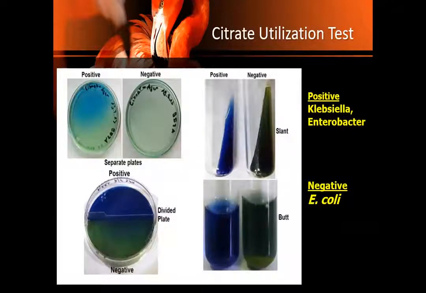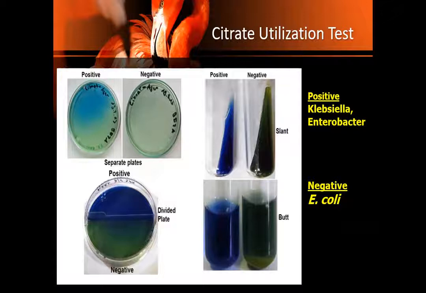Another important test is the citrate utilization test. What is the citrate utilization test? The basic concept behind this test is the identification of those bacteria which can utilize carbon from citrate. Okay, so we put bacteria on citrate agar. If the bacteria is able to utilize carbon from citrate, then the bacteria use carbon as a source of energy from citrate, and the pH of the media gets changed.